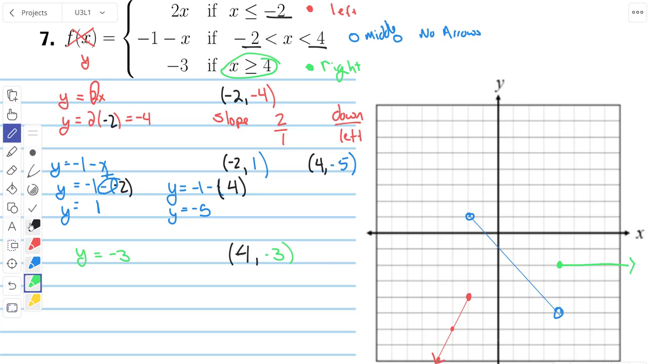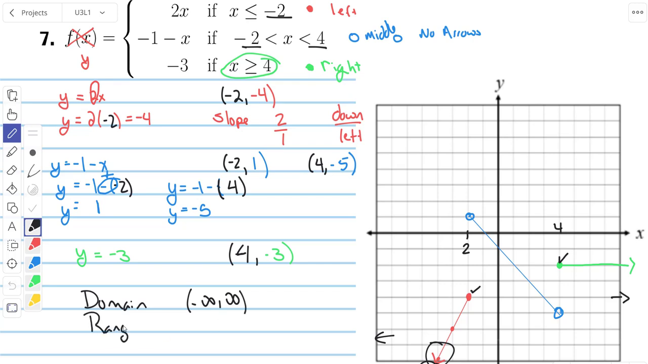And so when I'm looking at my domain, I have an arrow going to the left. I have an arrow going to the right. Now let's test out what's happening in between. So at 2, I'm here. At 4, I'm here. So I cover everything from -infinity to +infinity.